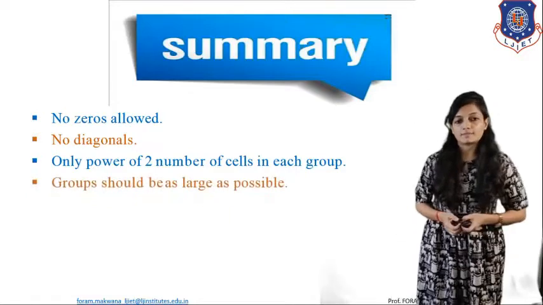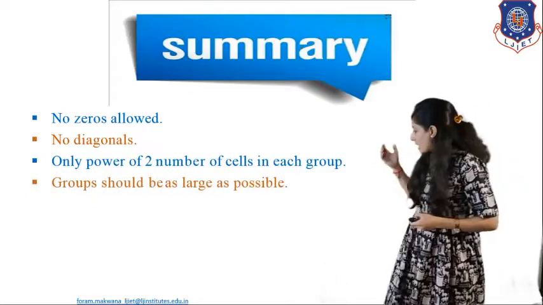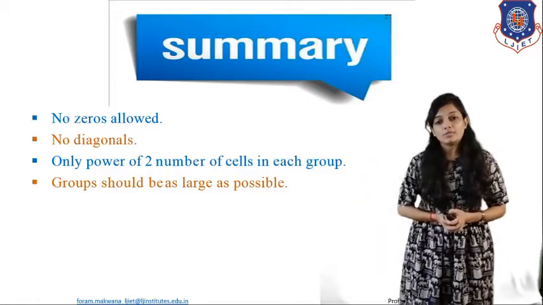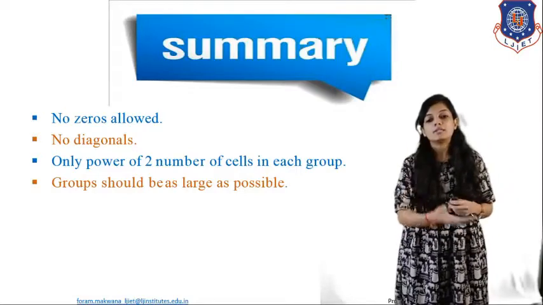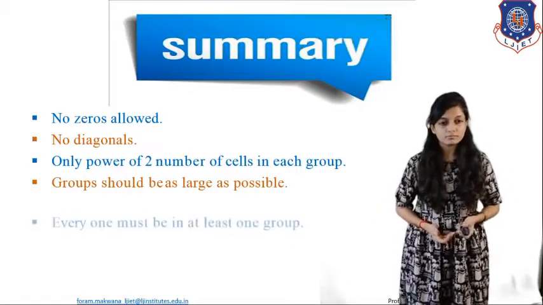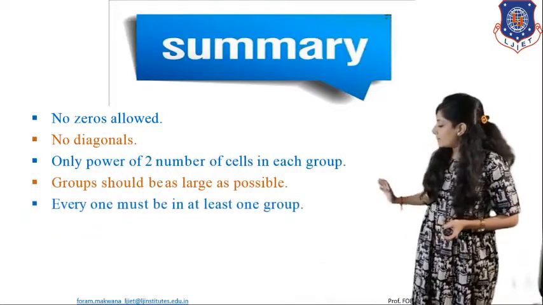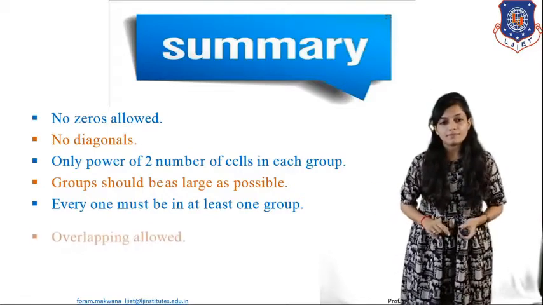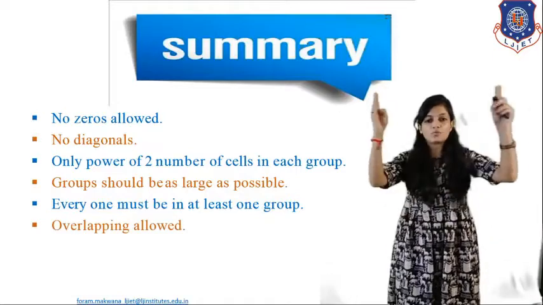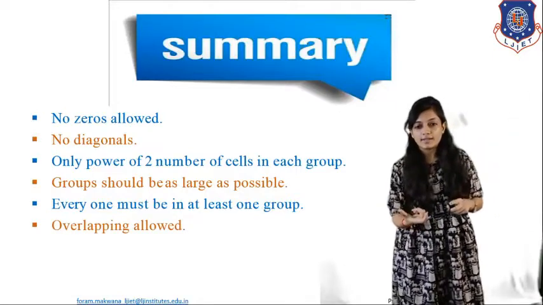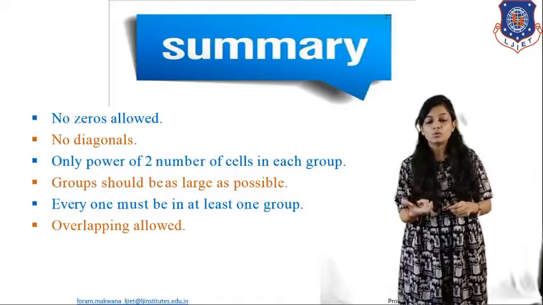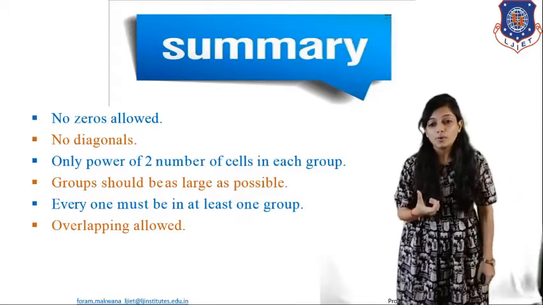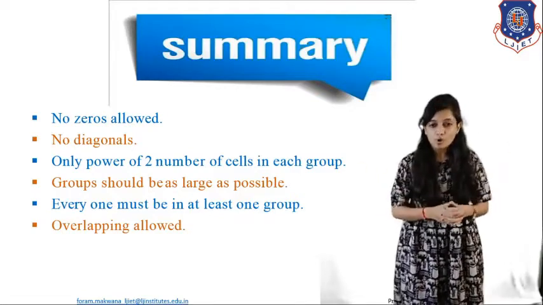Last, groups should be as large as possible. This is the most important, because if we increase the number of groups, it will also increase the number of minterms. Every one must be present in at least one group. It should not be left remaining. Overlapping is allowed. If we are going to make a group of 4 ones, and if 2 ones are there, we can merge those 2 ones into the above 2. So it will increase the number of ones, and we are going to make a larger group of ones.